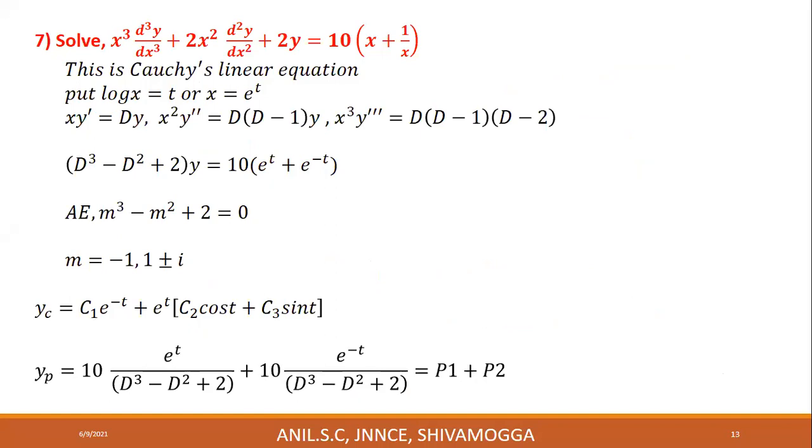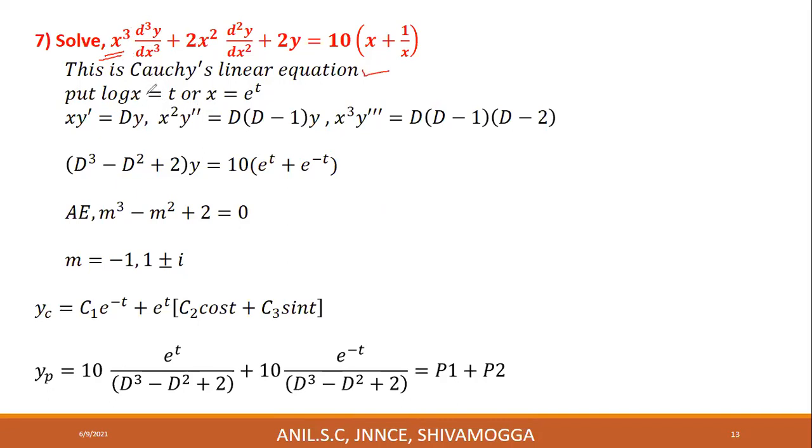Solve x cube d cube y by dx cube plus 2x square d square y by dx square plus 2y is equal to 10 into (x plus 1 by x). Clearly, this is linear and Cauchy's. So here a is equal to 1 and b is equal to 0. Therefore, we get x cube here. This is Cauchy's, and clearly it is linear too. Therefore, this is Cauchy's linear differential equation.